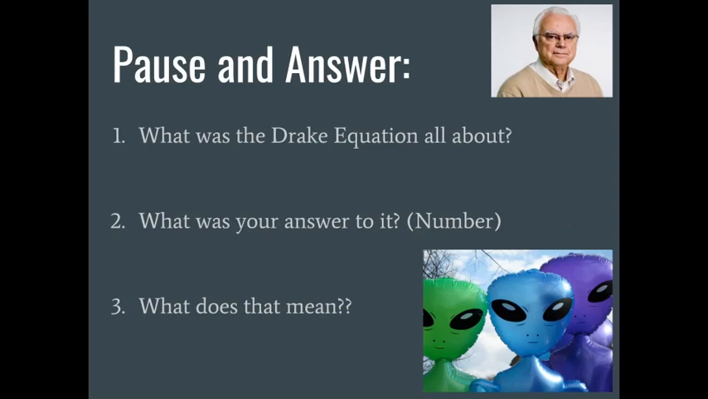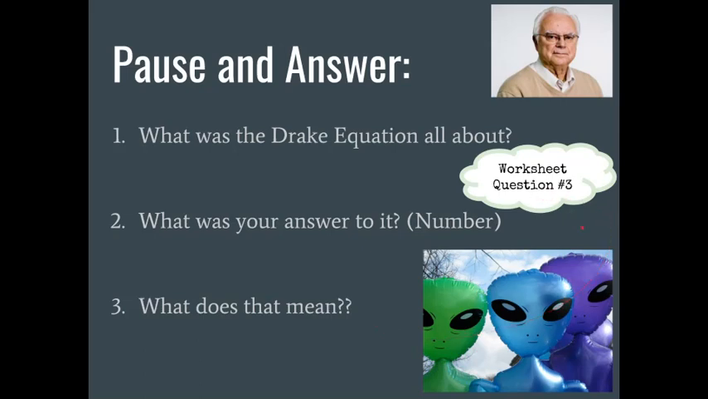So you might want to go ahead and pause and answer these on your worksheet. First one regarding this guy, what was the Drake equation, his math problem, all about? What is that problem trying to solve for? That's your first question there. Second question is, what is your personal answer to it? Give it to me in a number. How many alien civilizations are buzzing around out there right now? In order to get that, use the previous slide's link. You'll want to go back in the video and grab that. And then finally, what does it mean? Analyze that. Tell me what do you see in the number that you are reporting? What does that mean to you? And of course, this would be the worksheet question number three. So go ahead, pause and work on that.